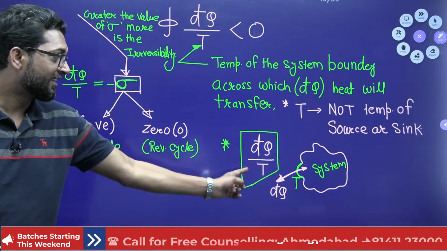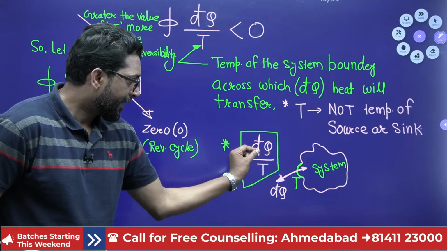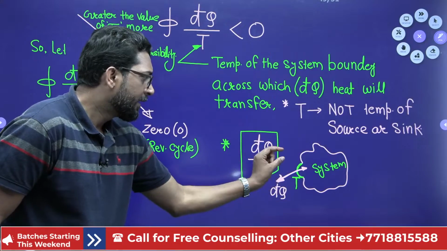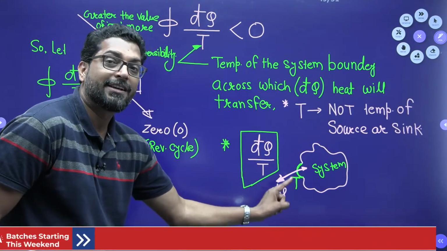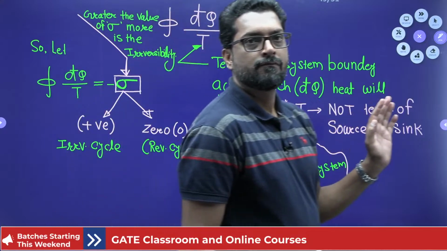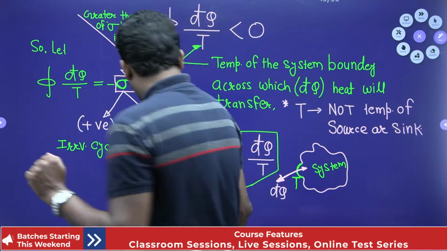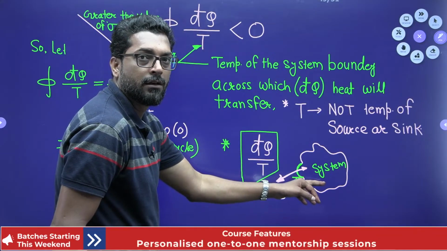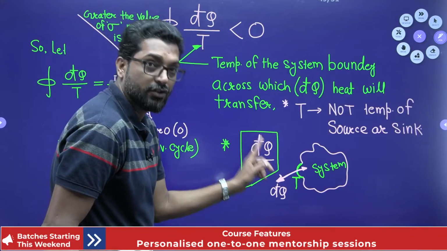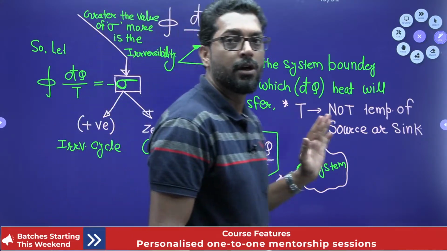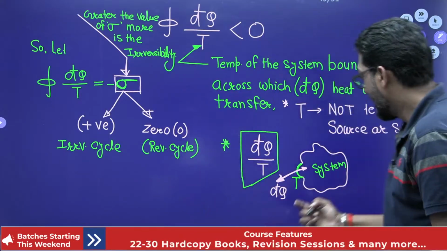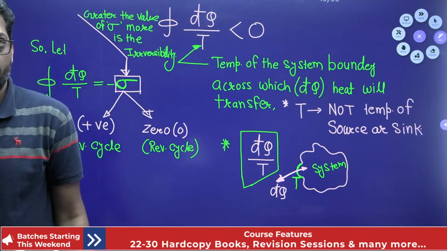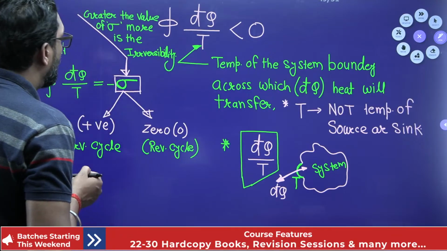What does dq by T represent? dq is the infinitely small heat transfer through a small boundary, and that boundary has a temperature T. Now, if this system executes a cycle, this quantity is either 0 or less than 0, depending upon which cycle the system will execute.